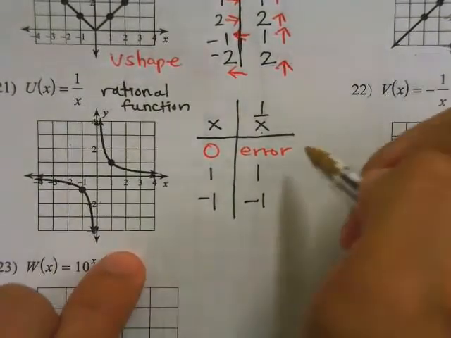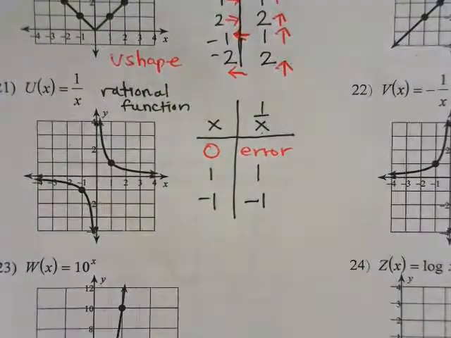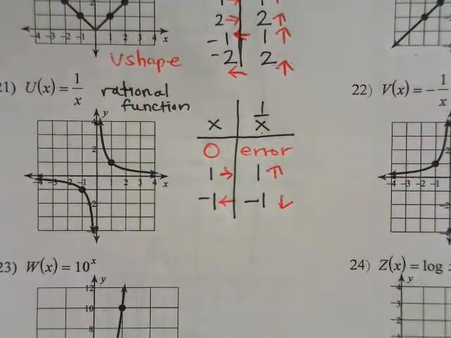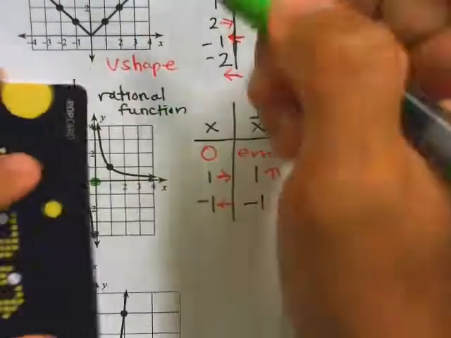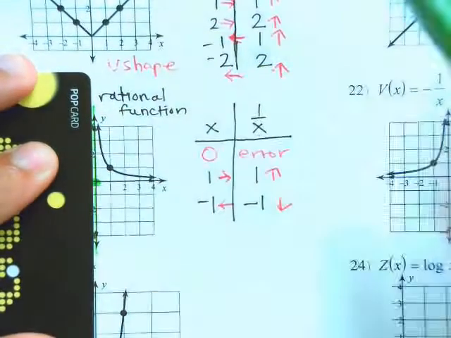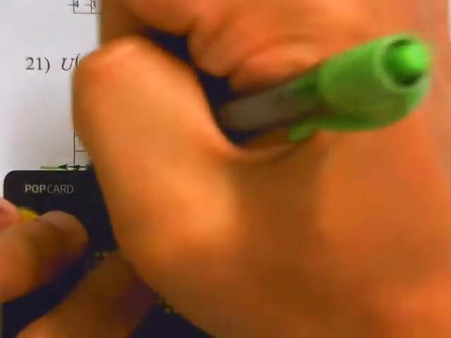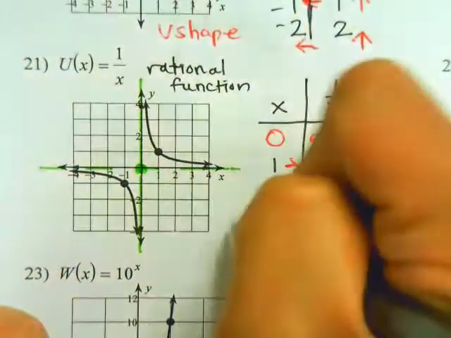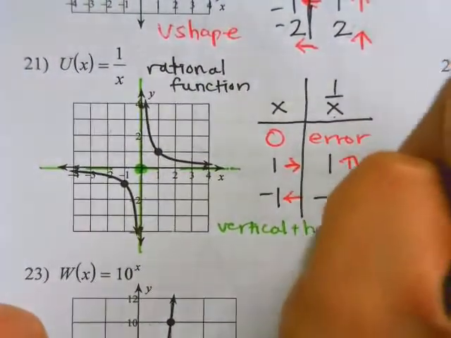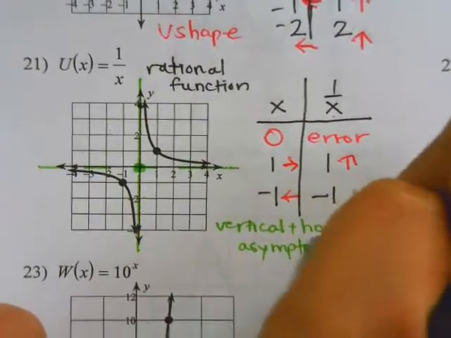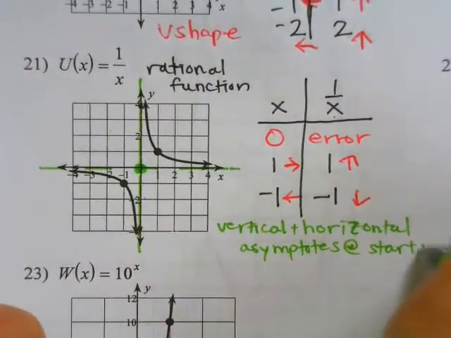From your starting point, wherever that is, you're going to go 1 to the right, 1 up, and then 1 to the left, 1 down. But what ends up happening is, maybe I should have grabbed a couple colors. That's okay. From our starting point, we are going to make vertical and horizontal asymptotes at the starting point.